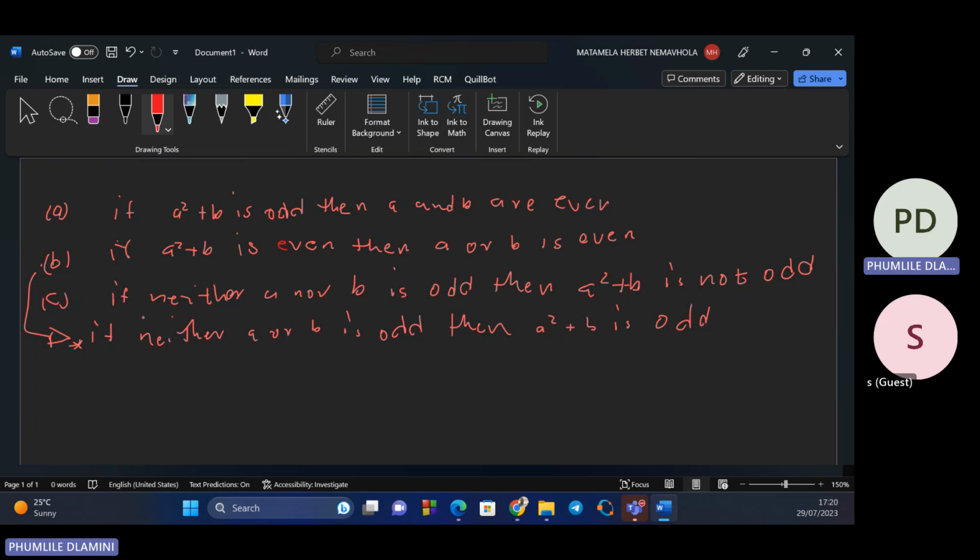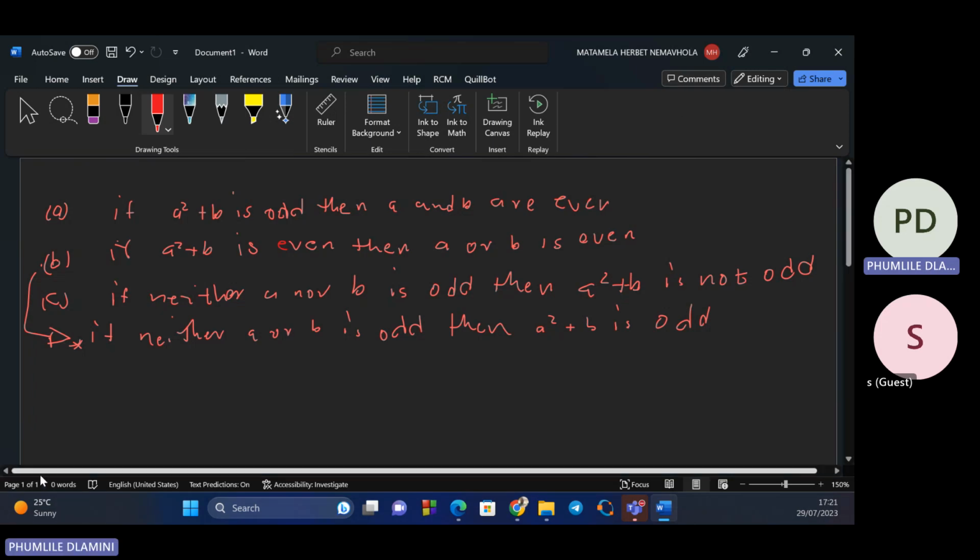Write down the contrapositive of A. So for the contrapositive: if neither A nor B is odd, then A squared plus B is not odd. In here, they say if both A and B are even, then A plus B squared is even. So this statement, if you read what you sent me there, and this one are the same thing.